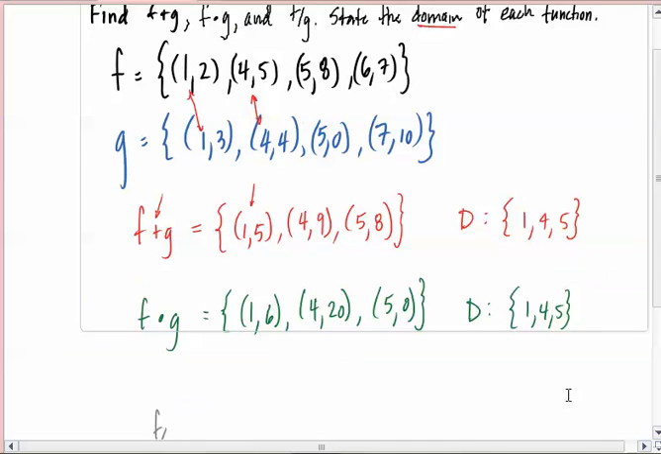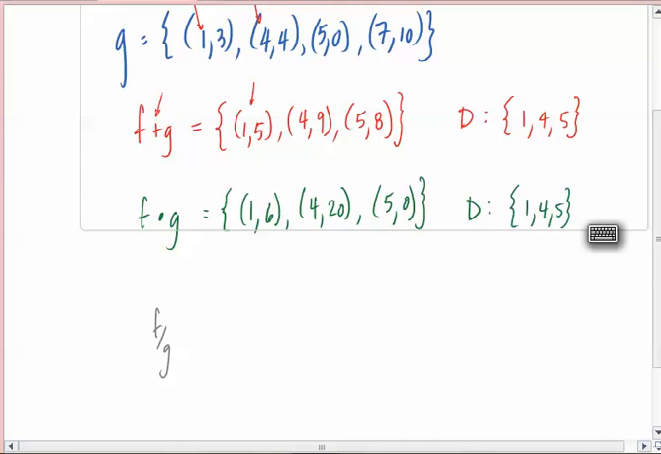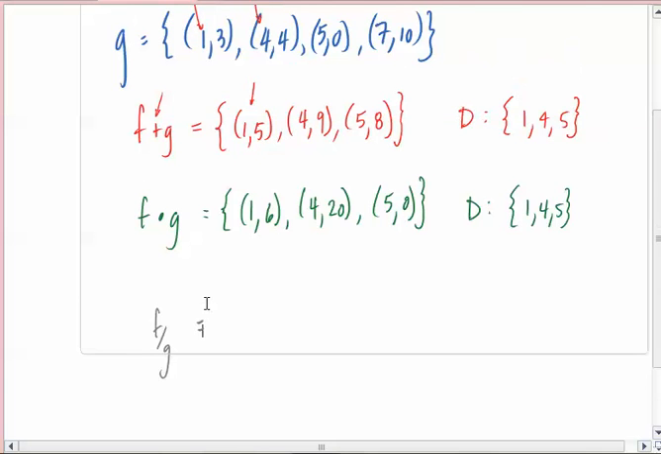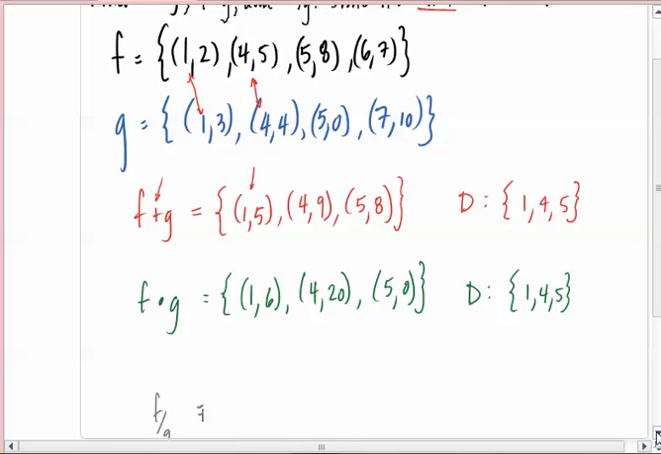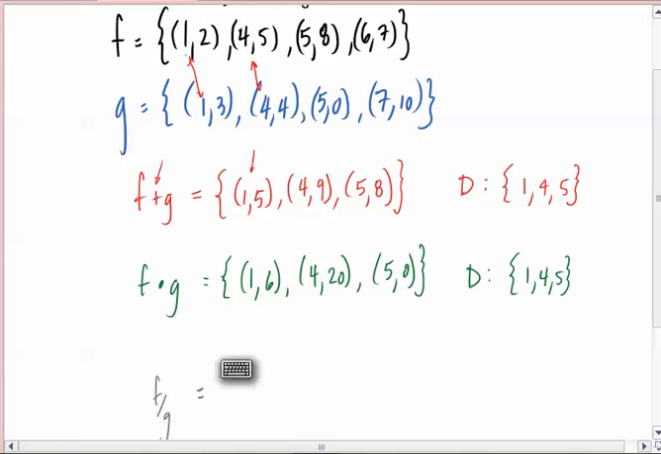Alright, let's take a look at this last one. f divided by g. And here we go. I have my f function. Now this is interesting. I'm going to make sure that my x value lines up, and in the order that they ask me, I'm going to have f divided by g. That means I have to put the f function on top. The y value is 2 of the f function. The y value is 3 for the g function. So there it is.